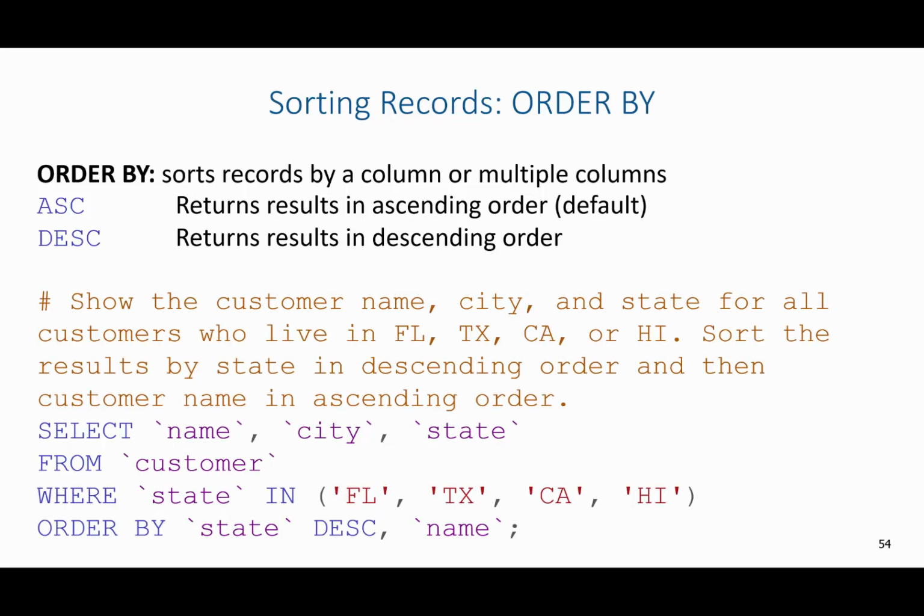So looking at a query that we have previously executed of looking at the customers that reside in Florida, Texas, California, and Hawaii, what if we were asked to sort these by state in descending order and then by name in ascending order? We could then say ORDER BY state DESC, and then name, and that would sort first by state in descending order and then by name in ascending order. ASC is optional. If we don't include ASC, by default it's going to use ascending.